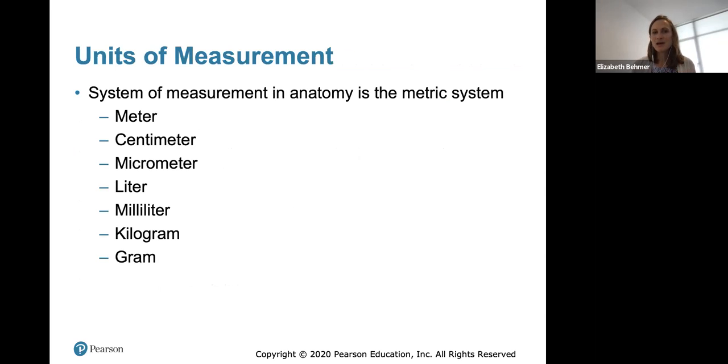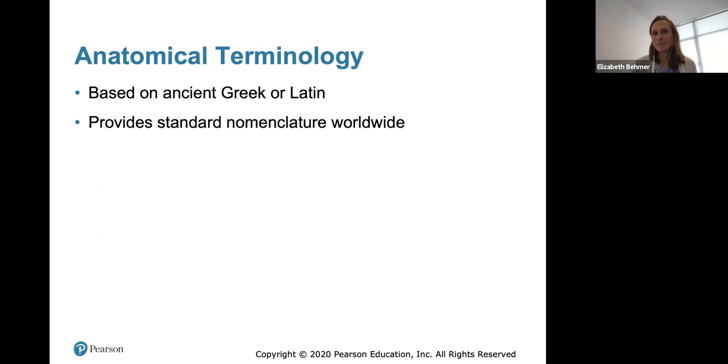A system of measurement in anatomy is the metric system, which is scientifically used around the world, not so much in the United States, but scientifically, this is how we measure things. And we measure things with units of measurement, which are listed here: the meter, the centimeter, the micrometer, which all have to do with length. Liter and milliliter have to do with measuring fluid levels, and kilogram and gram measure weight.